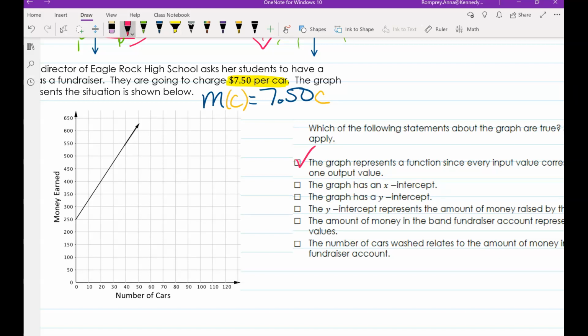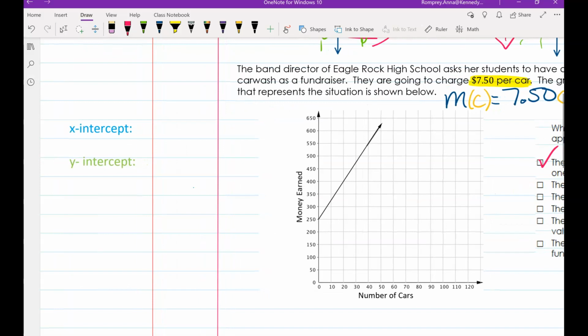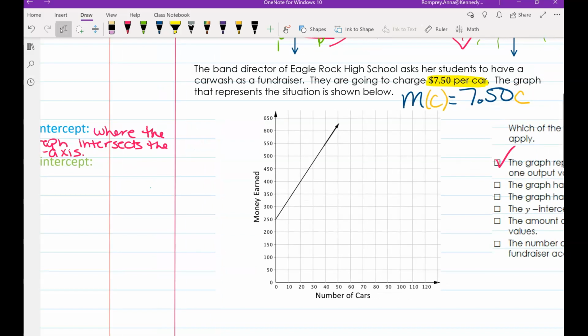The graph has an x-intercept. All right, let's step back. X-intercept. So remember, intercept is like intersect. Where do we intersect an x-intercept? X-axis. So it's where our graph intersects the x-axis. Oh, I should have put some more space there. So, does this graph have an x-intercept? I don't see anywhere where it has an x-intercept.